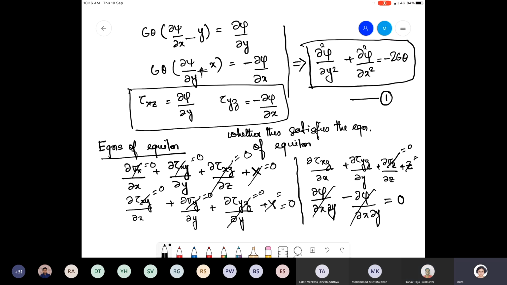So now we see that this stress function satisfies the equation of equilibrium. Now let us see whether it is satisfying the boundary conditions.